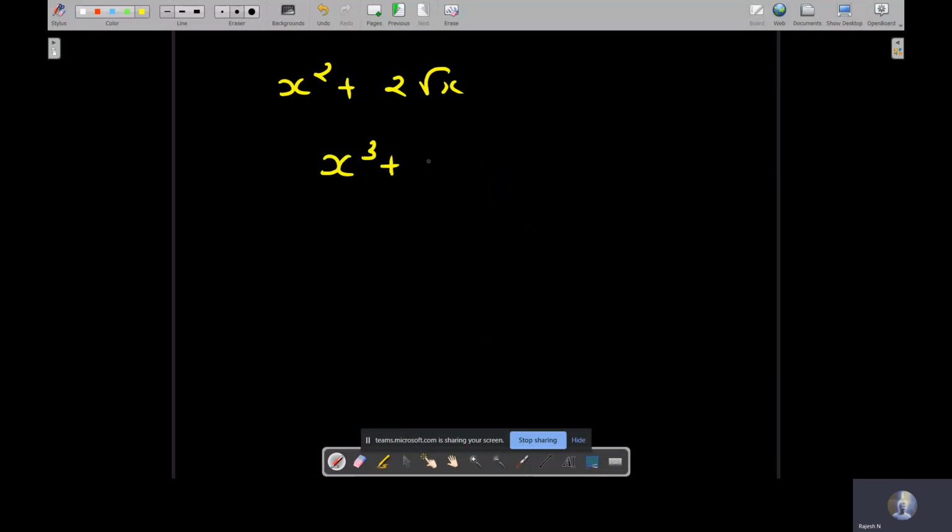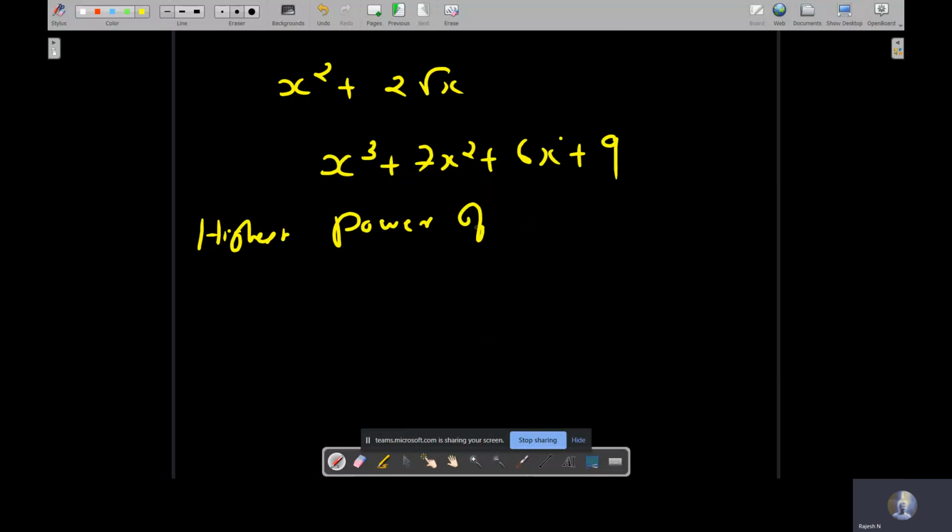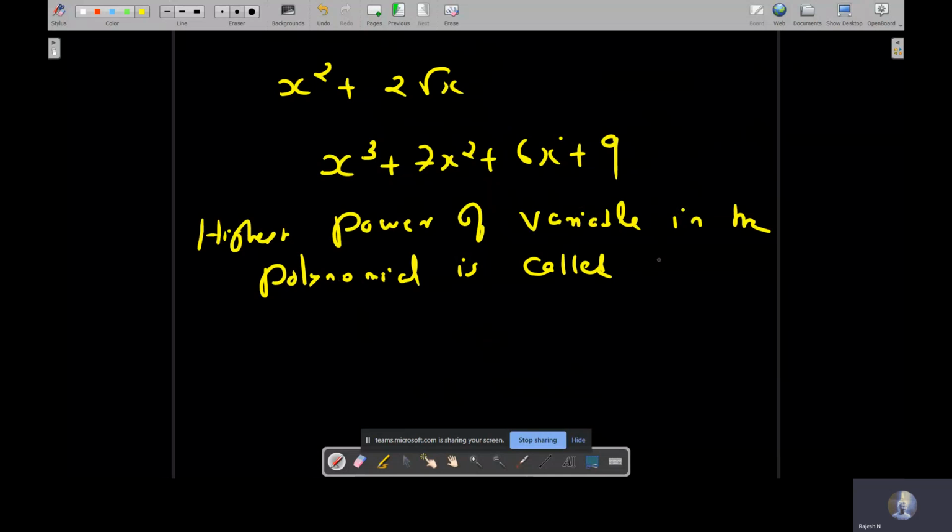Now, x cube plus 7x squared plus 6x plus 9. This is a polynomial. Here, each term has a degree. Here the power is 3, here 2, here 1, here 0. So the highest power is 3. So the highest power of the variable in the polynomial is called the degree of the polynomial.